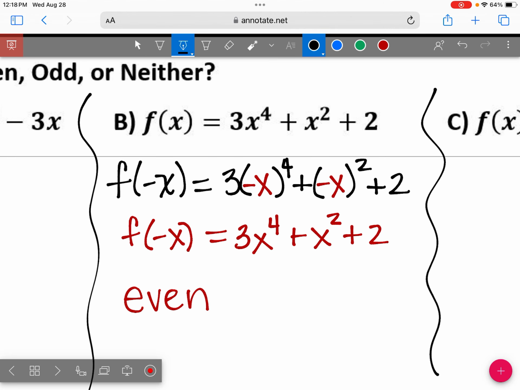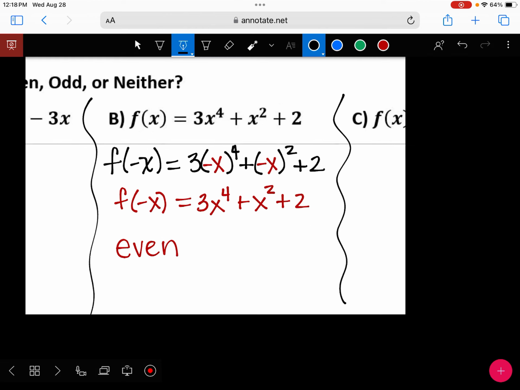It's not negative. You said, why isn't it a negative 3? Because if you take a negative to an even power, it becomes positive.